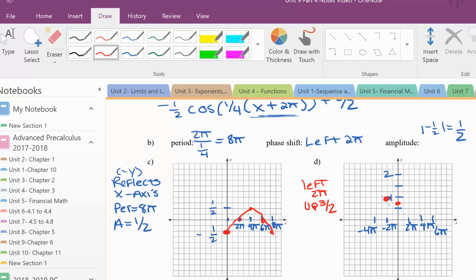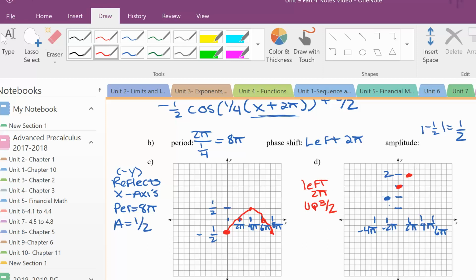Sorry, I put that in the wrong spot. It should go up to 1 1/2. So it should go right here. There. All right, and then this one's going to go over to 2 pi and then up to 2.